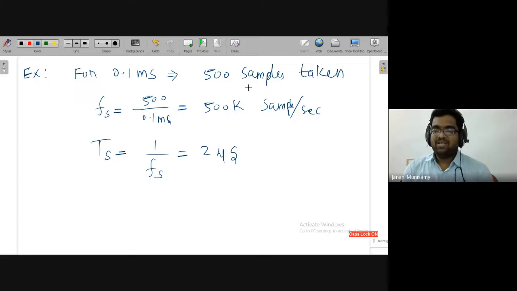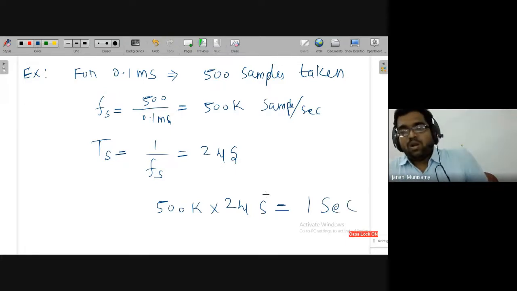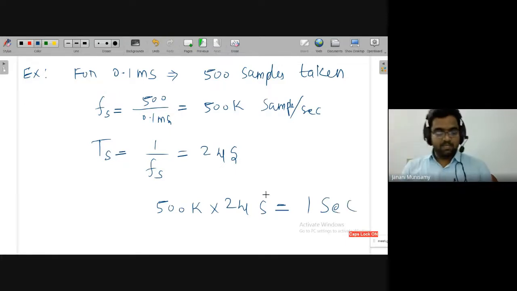You know how many number of samples are there? Say 500K samples are there. Each sample has a duration, the sampling interval, of 2 microsecond. If you multiply these two, you will get 1 second. That is the simple idea. So now, somewhat we understood what is Fs, Ts, and everything.